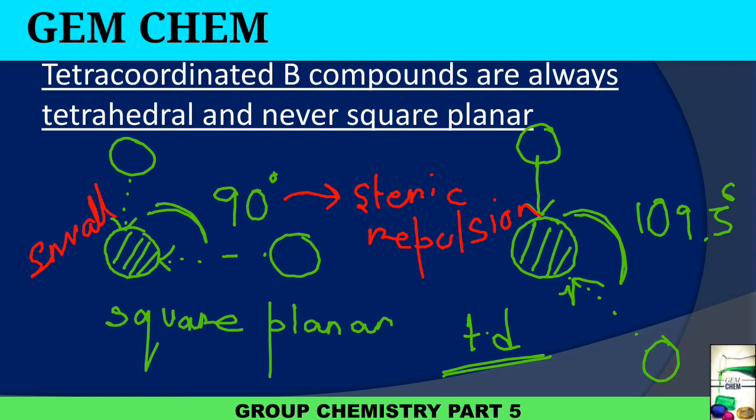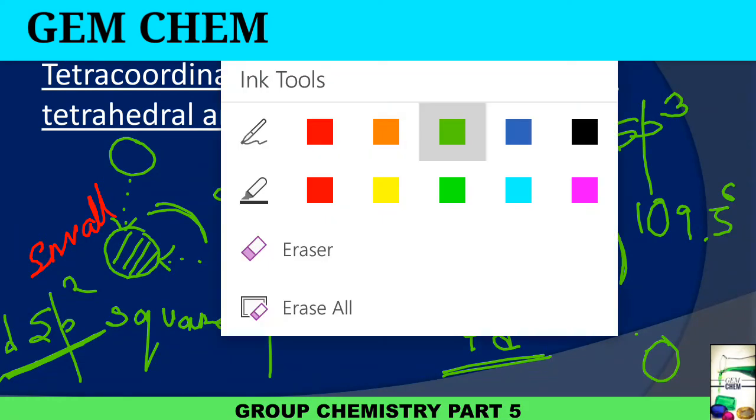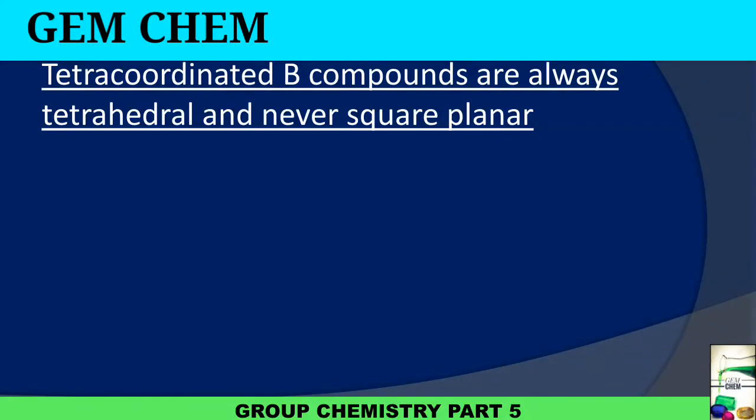Also, square planar needs to have a dsp2 hybridization, whereas tetrahedral needs to have an sp3 hybridization. And we know that boron lacks an energetically accessible 3d orbital, as a result of which we cannot observe any square planar geometry in this case. So let us see the answer, right?